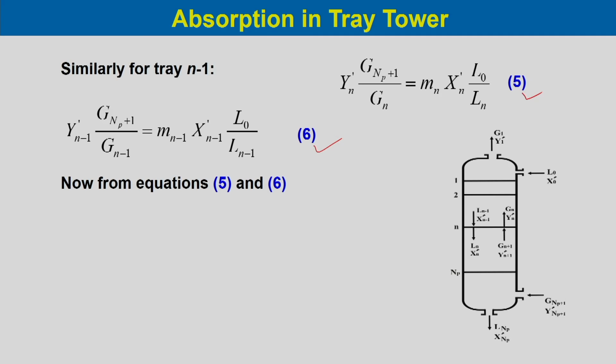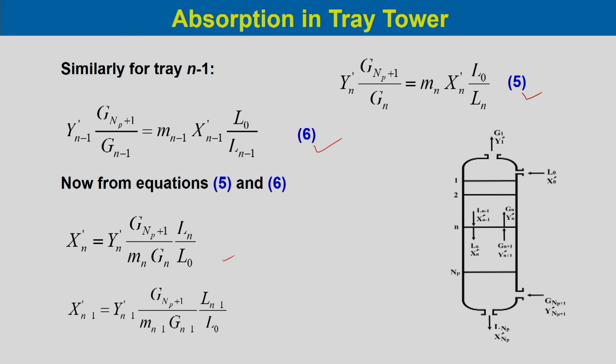So, from 5 and 6 we can write x_n' would be equal to y_n' G_{np+1} divided by m_n G_n into L_n by L_0, and x_{n-1}' would be equal to y_{n-1}' G_{np+1} divided by m_{n-1} into G_{n-1} whole into L_{n-1} by L_0. After rearrangement of these two equations, we can write this.